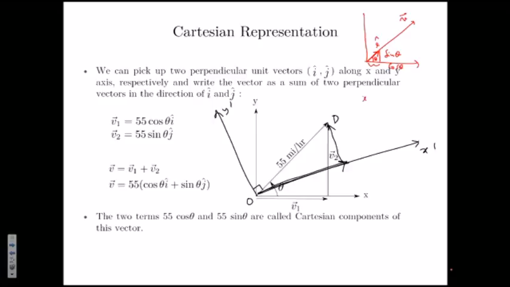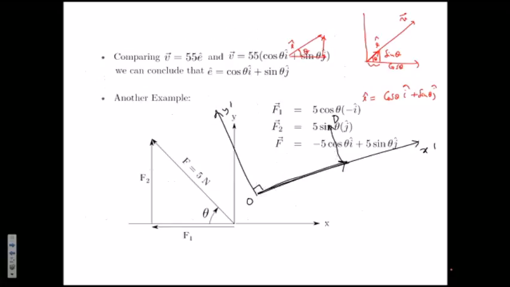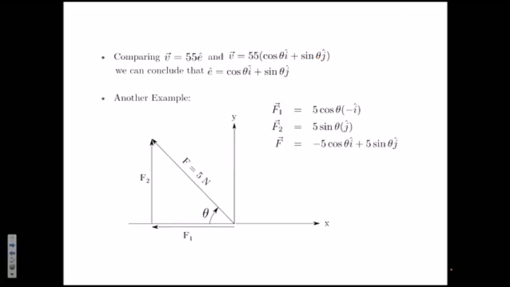So now I can write e hat directly from here as cosine theta i hat. Why? Because this is e hat, and these are the directions, plus sine theta j hat, right? This angle is theta over here. So once you know the Cartesian representation, it doesn't matter whether a vector is a unit vector or not a unit vector. You can always drop the perpendiculars and write that, right? Okay. So let's look at another example.